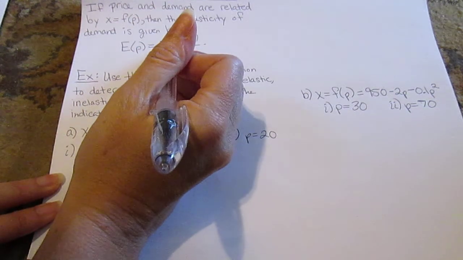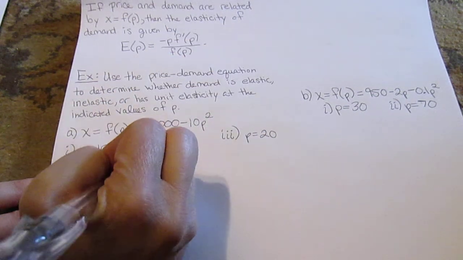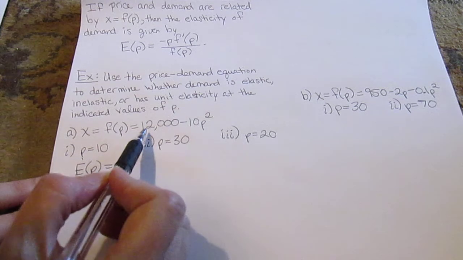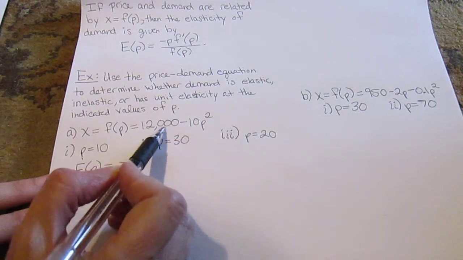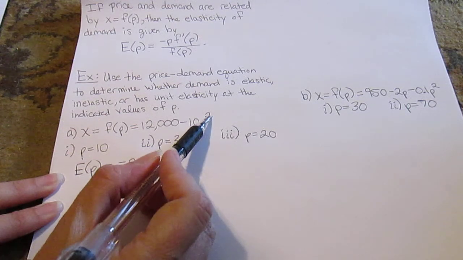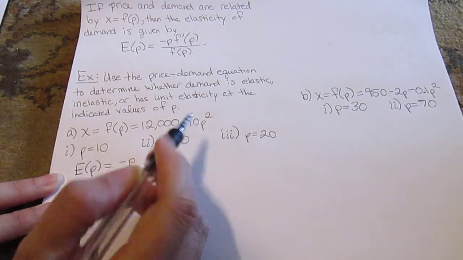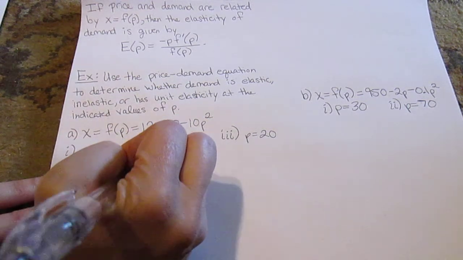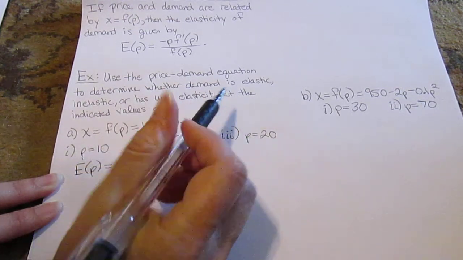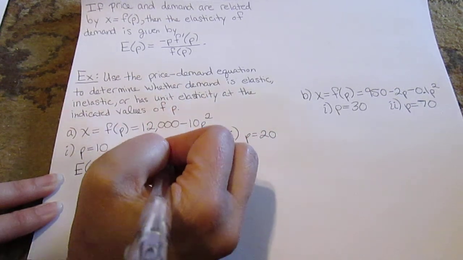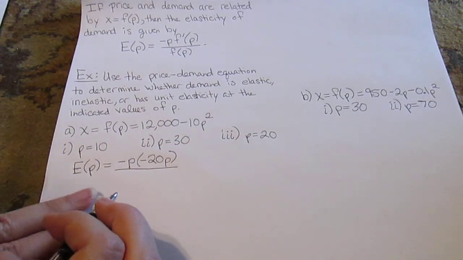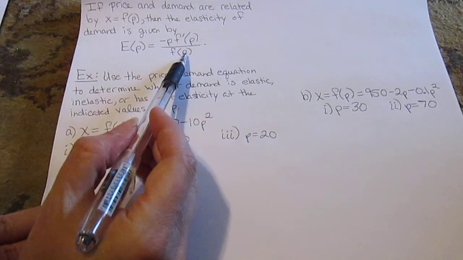So we'll use our formula. And we're always going to start off with negative p, and then we'll take the derivative of our function. So we're taking the derivative of this. This is just a constant, so the derivative of that is 0. Take the derivative of this, 2 times 10, we get negative 20 p to the first power when we subtract 1. And then we divide it by the original function.